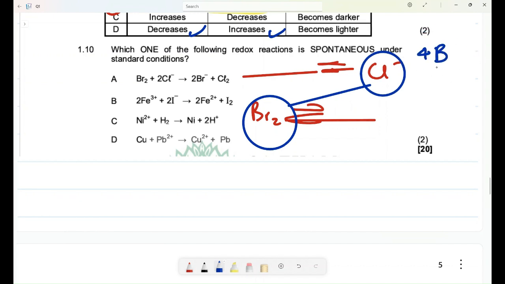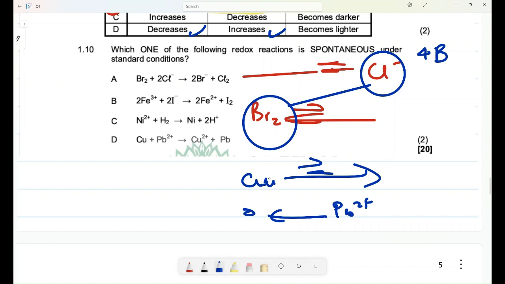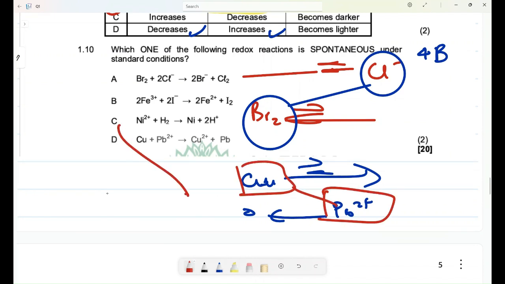This works for table 4B. Br2 is going to be spontaneous with Cl minus. If it is non-spontaneous, what you start with, let's say copper, then some other stuff, then here it will be Pb2 plus. Can you see now it creates a negative gradient from here to there? It is like this. Now we want that.